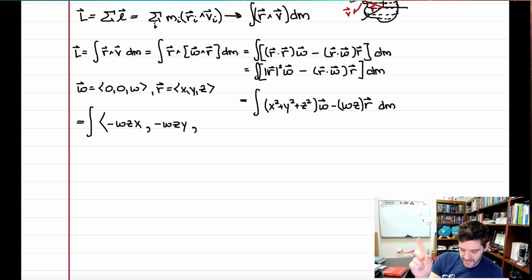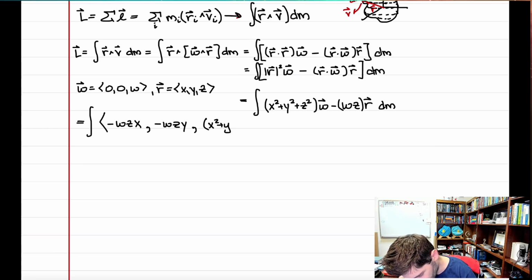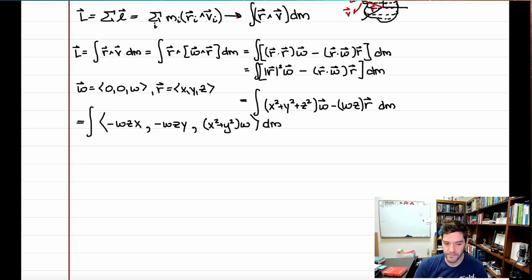It's going to be negative omega z times y in the y direction. Then it looks like it's going to be x squared plus y squared plus z squared all times omega, and then you're going to subtract omega times z times the z component of r, which is again z. So you then have a minus omega z squared. So this looks like it's x squared plus y squared all multiplied by omega in the z direction. And that's integrated over dm.